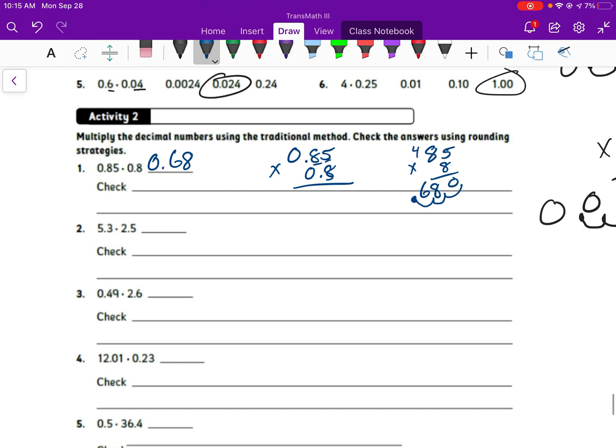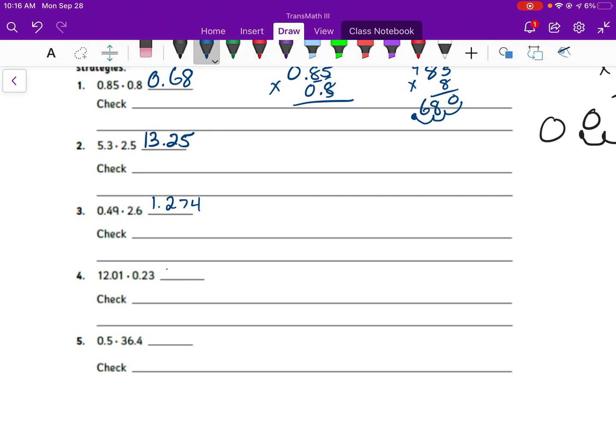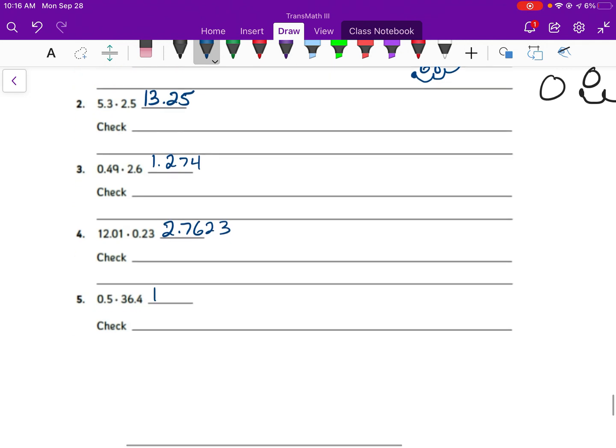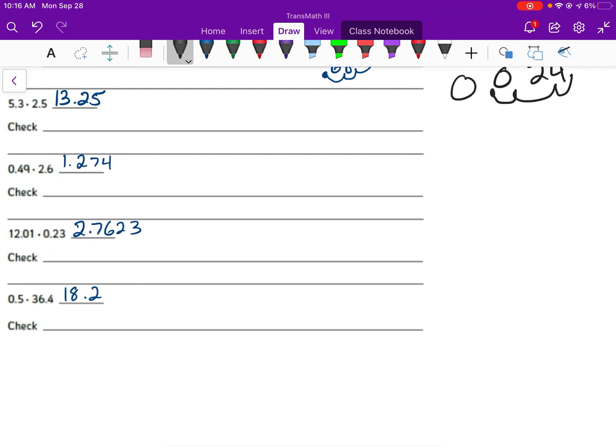Okay, doing the other ones, you should have got 13.25. Number 3, 1.274. Number 4, you should have got 2.7623. And then finally, number 5, 18.2. Okay, now I do want to go back and let's do number 4 together.